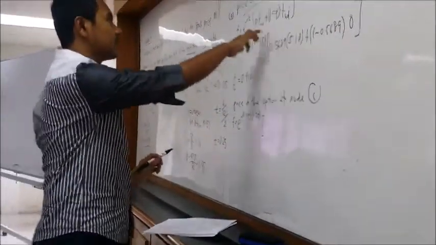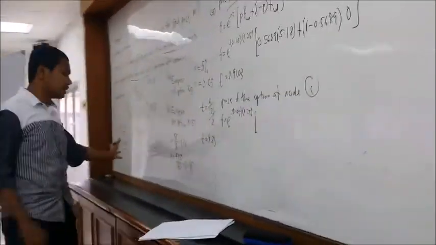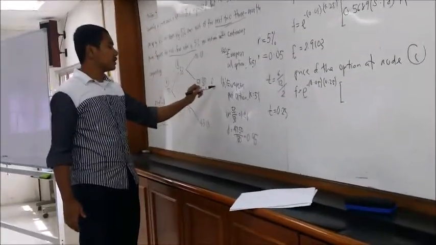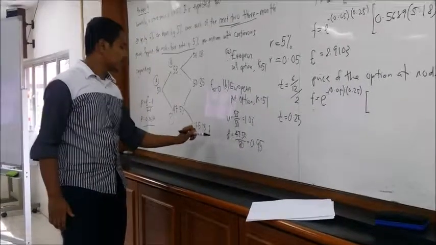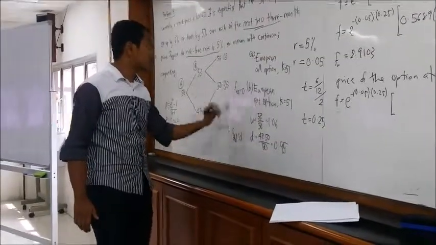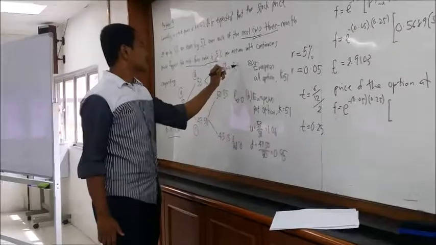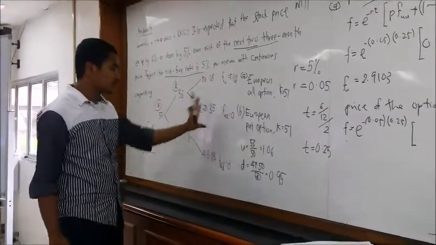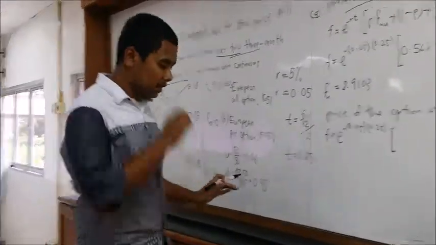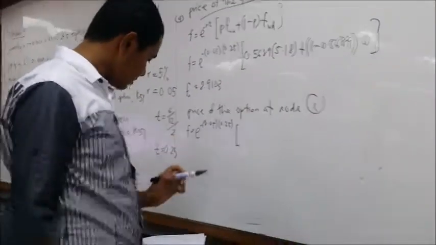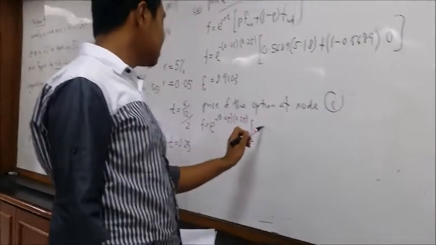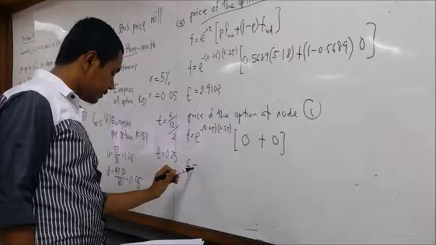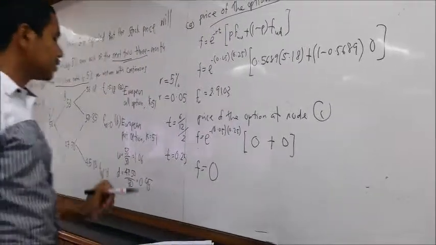Because our FUU and FUD for node C are different, FUD is equal to 0 and FDD is equal to 0. To find this at node C, we use this, so automatically there is 0 plus 0 and F is 0.